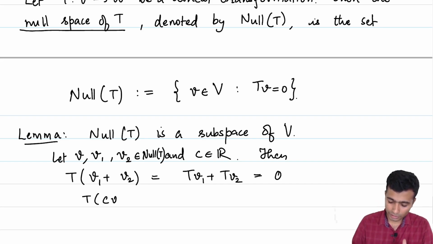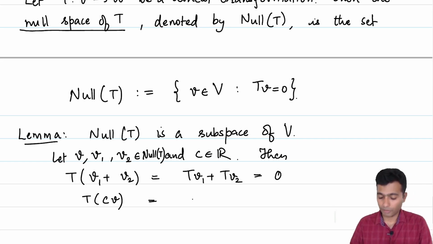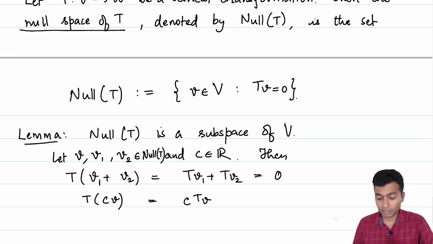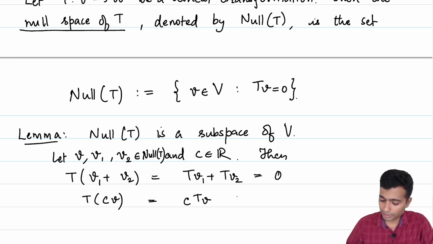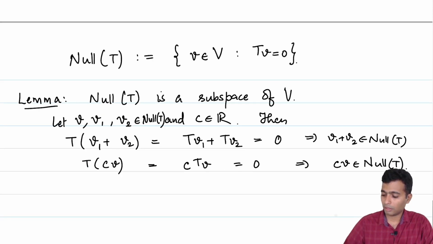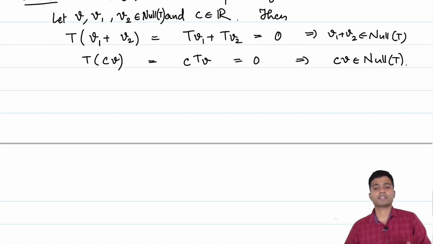Similarly, look at T of CV. This is equal to, by the very property of a linear transformation, C times TV. The above one was also because of the fact that T is a linear transformation. This will turn out to be C times TV, but TV is the 0 vector, and C times the 0 vector is again the 0 vector. So, the first one implies V1 plus V2 belongs to null of T, and this implies that CV belongs to null of T, and therefore null of T is a vector subspace.